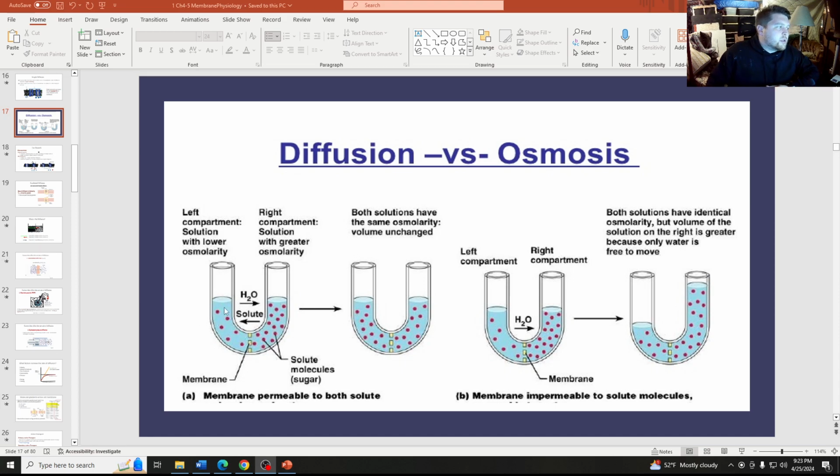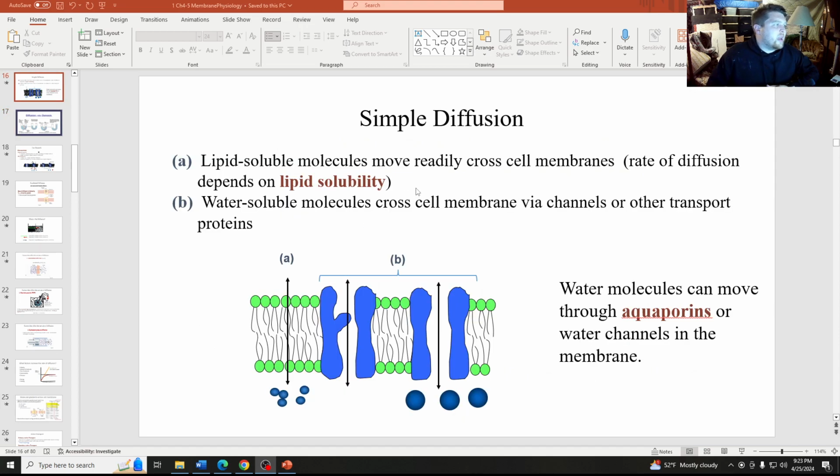These solutes are going to move. Okay, so the stuff that's mixed in is what is going to move. So we have simple diffusion. Simple diffusion is where things are just going to move across by themselves without any issues.